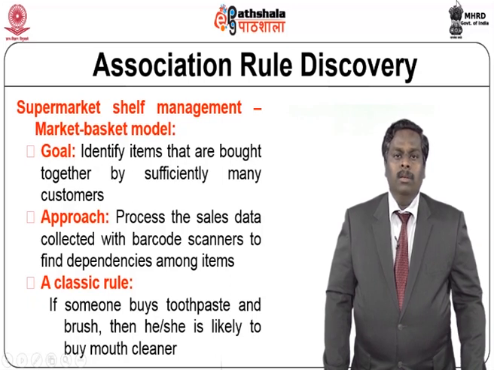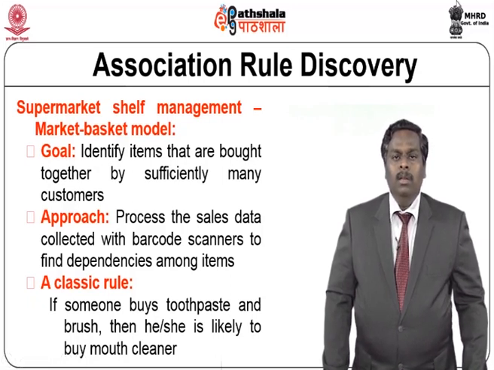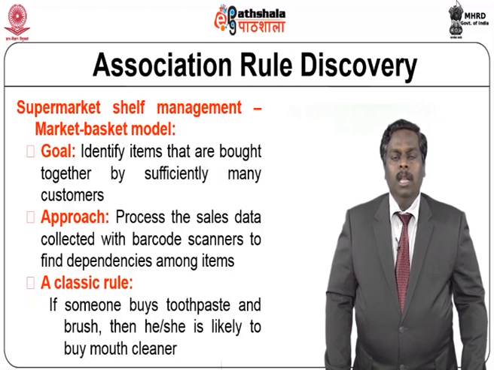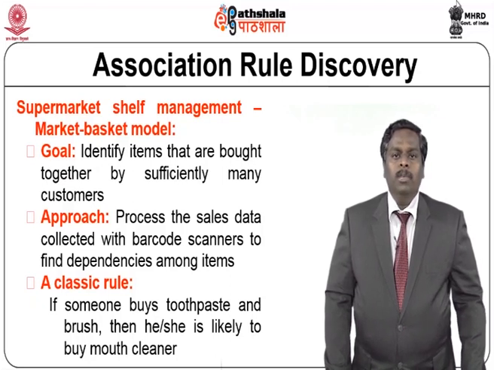Now, how these associations are discovered? There is a model called market basket analytical model which is often used for supermarket shelf management. The goal of this model is to identify items or item pairs that are often purchased together by significant number of customers. The approach which is used as part of this model is you will have to take the sales data, process the sales data and collect those items or product keys that has occurred often together in the transactional environment, and the items that have occurred together indicates some form of dependency between the occurrence of one item and the other item.